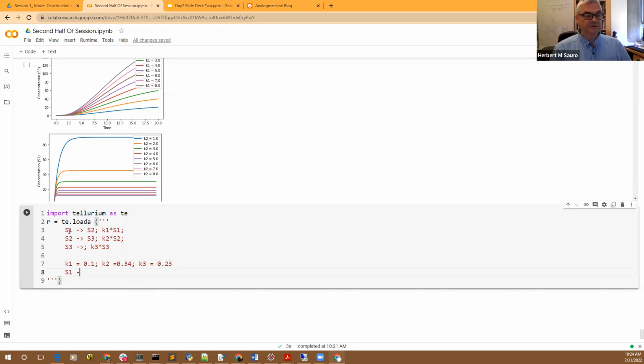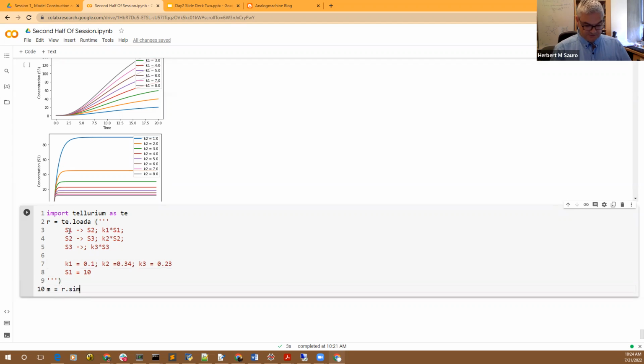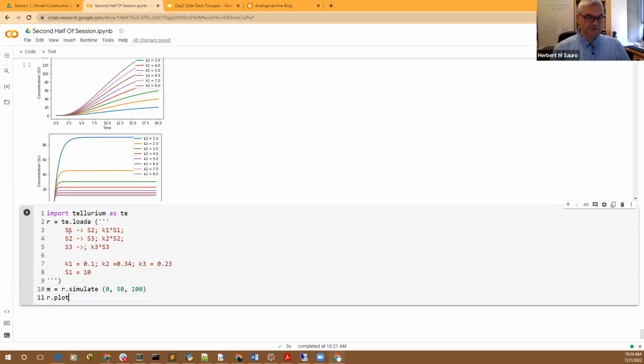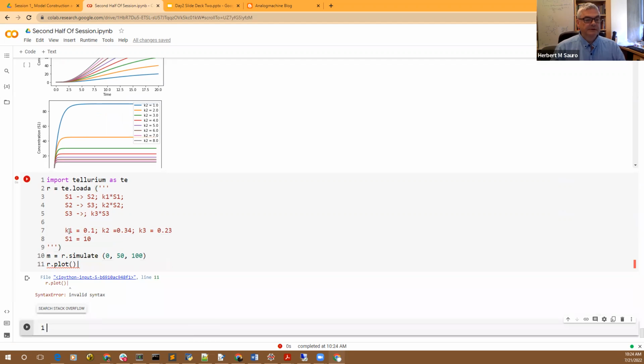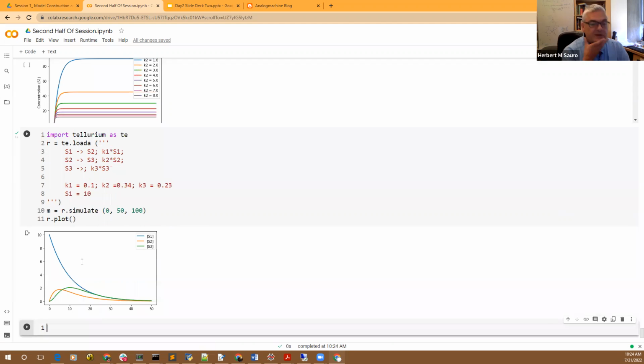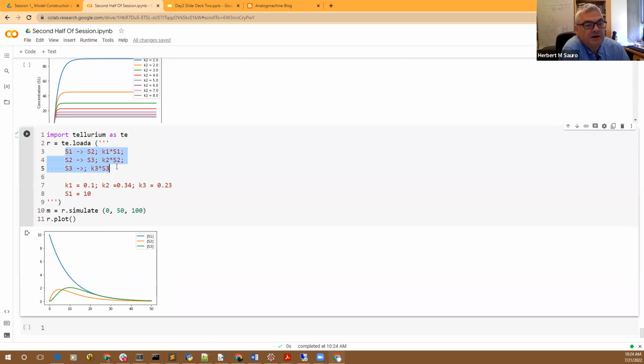Then I'll set S1 equal to, say, 10, and run a simulation, 0 to 50, 100 points, and plot. There you go. Okay, mistake, and we do that. So what we see here, we've seen something like this before. Everything seems to drain away from S1. This is just a linear pathway.